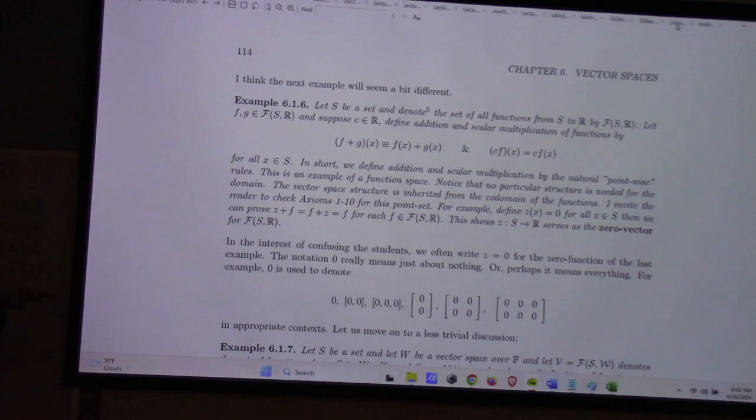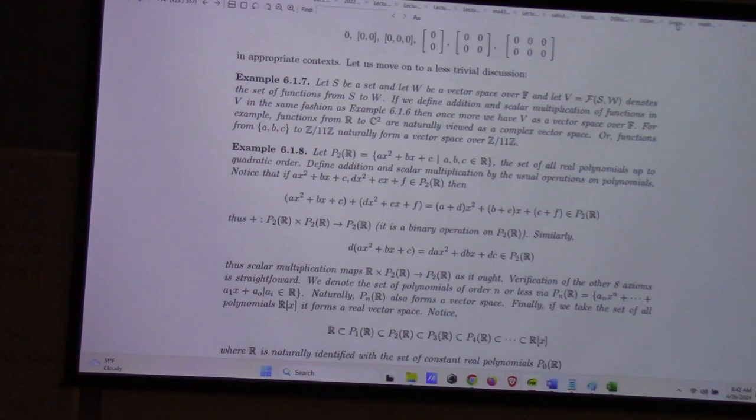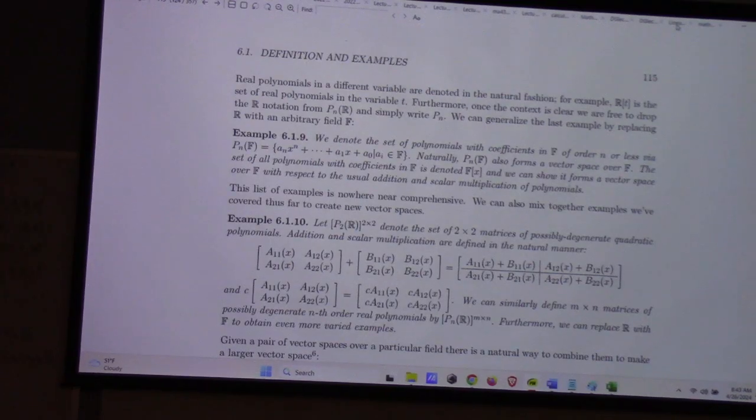Functions from a set to the reals. These form a vector space. Also, functions from any set to a vector space form a vector space, where you can add the functions by pointwise addition. Polynomials form a vector space. And guess what? You can also take any of these examples I've told you so far, and you can make matrices of these examples. Again, a vector space. Take any two of these examples, take the Cartesian product of them. Again, a vector space. All of these sets have a natural structure which allows the addition and scalar multiplication of vectors.